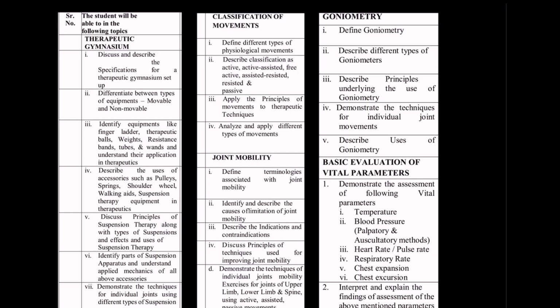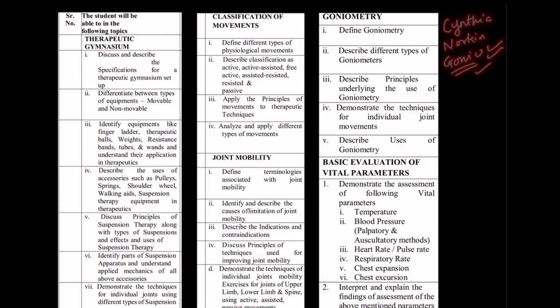Regarding the goniometry part, the theory of goniometry, you can get the basic information in Dena, but complete information of goniometry is not given. So for goniometry, you can use Cynthia Norkin's goniometry. The goniometry edition is a different edition of Cynthia Norkin, which is different from the one which we use in kinesiology.